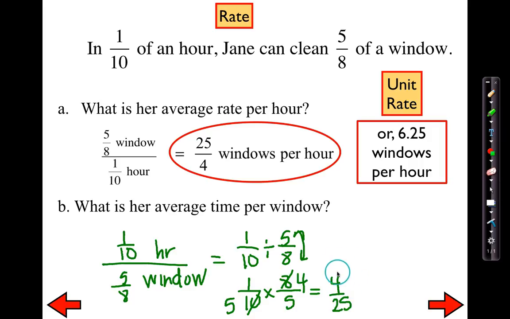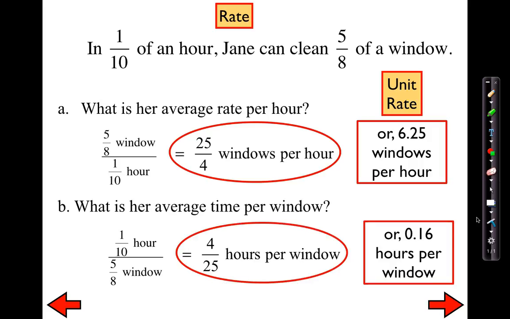So this means she can do 4/25 of an hour for each window. That's how much it's going to take her. So 4/25 hour for every single window. So depending on how they ask the question is how you're going to set up your fraction in order to determine what that rate will be.